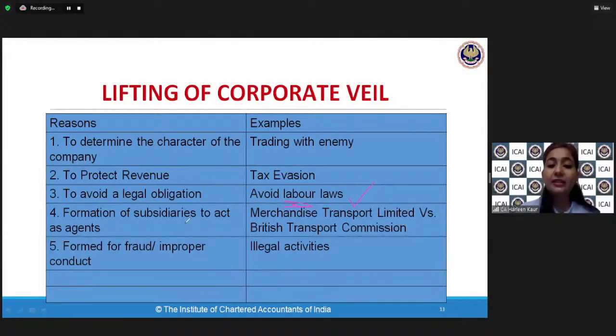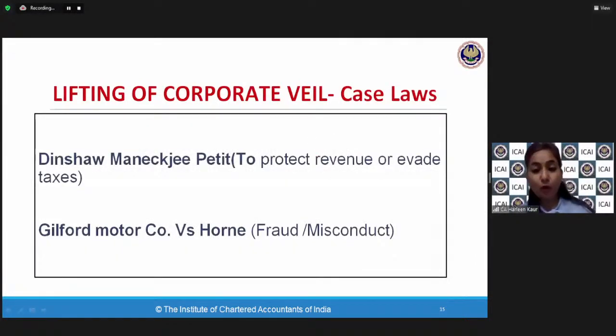Similarly, in another case law, if you try to create subsidiaries to act as agents in this merchandise transport company also, then also the corporate veil was lifted. But what is important over here, the 5th point is very, very important. The examiner can again straight away give you questions on the basis of illegal activities. So the reference for the 5th case law is Guilford Motor Company versus Honda. So another story for fraud and misconduct.